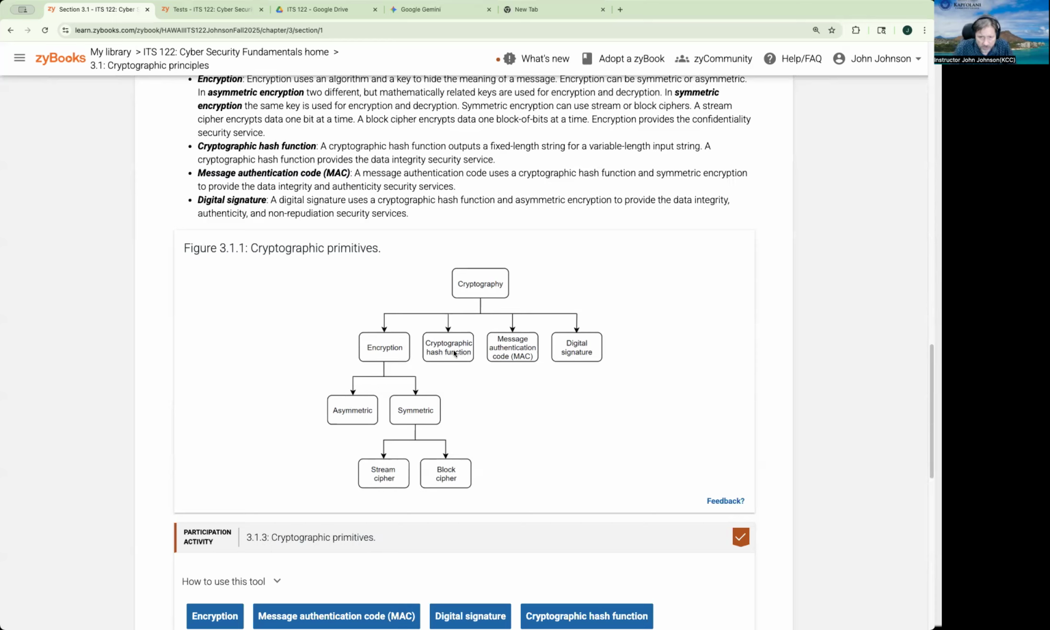Then you've got the second one, which is the cryptographic hash function. This is the hash function. You're taking in whatever size input and it outputs the same size message for everything. Then message authentication code. This is the one where it's going to use a hash function and a symmetric encryption to do the data integrity and the authenticity. Then lastly, we've got the digital signature. The digital signature is the one that's going to do the heavy lifting. It's doing data integrity, authenticity, and the non-repudiation.